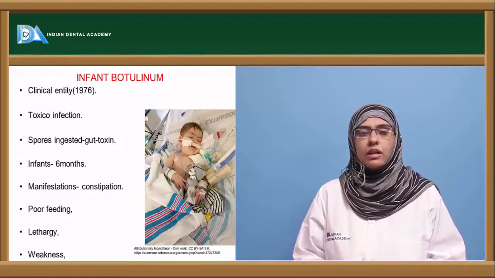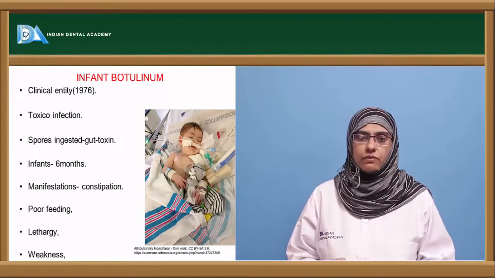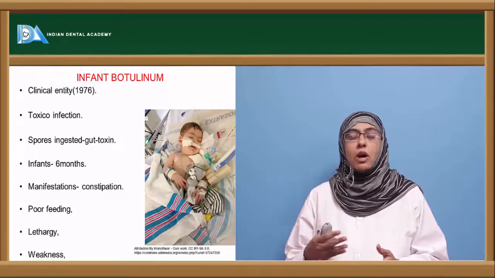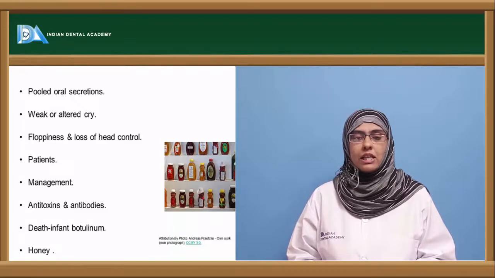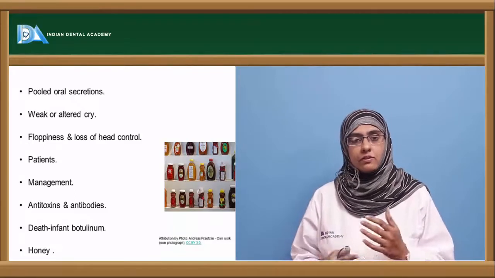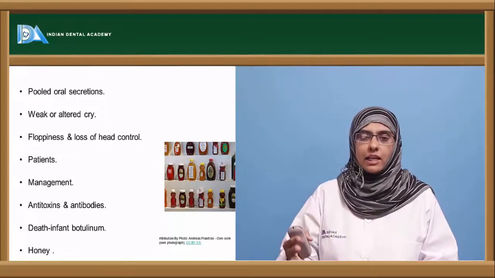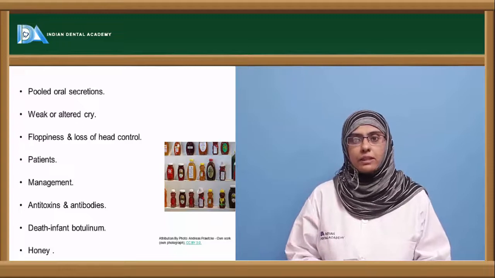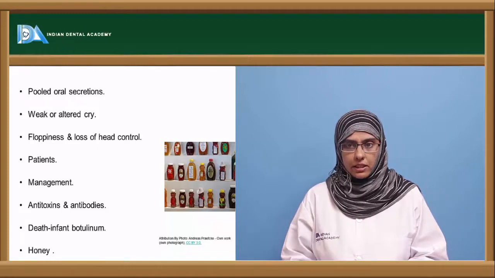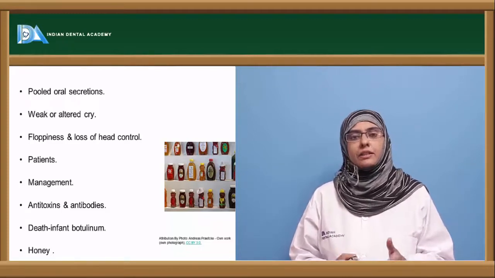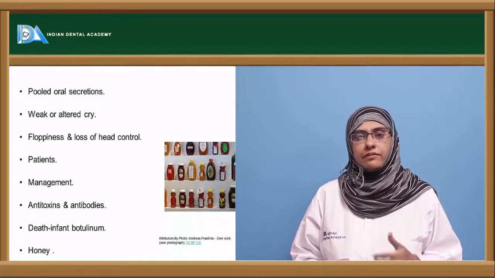symptoms. Infants who are infected with this disease are about 6 months old, and the manifestations of this disease in infants are constipation, poor feeding, lethargy, weakness, poor oral secretions, and a weak or altered cry, because the child will not have much energy to cry. The weak or altered cry can be seen as a characteristic feature of this infection. There is floppiness and loss of head control due to the release of the toxin and the growth of the organism, and the patient can be managed with supportive feeding, etc.